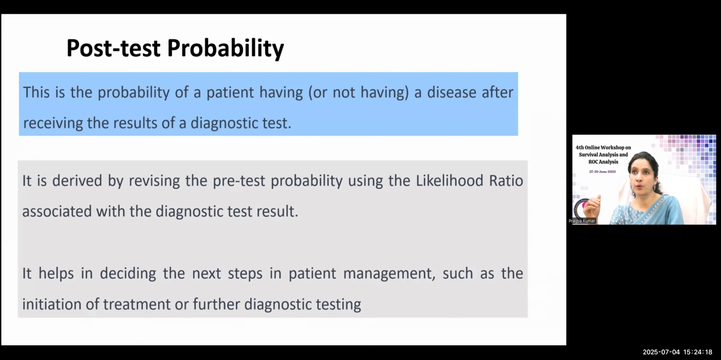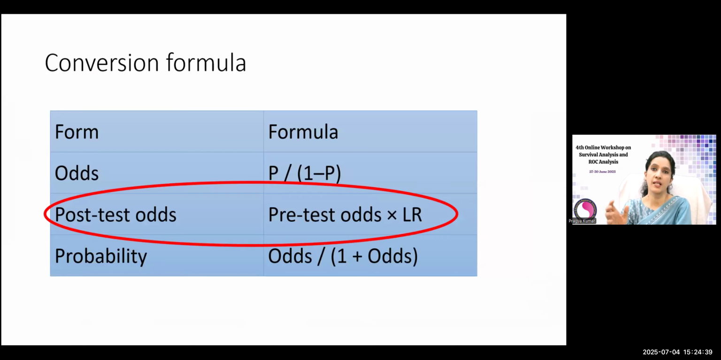Now, what is a post-test probability? This post-test probability is after receiving the diagnostic test. It is derived from the pre-test probability and the likelihood ratio. And this post-test probability helps us in deciding the next step in patient management. So there is a formula.